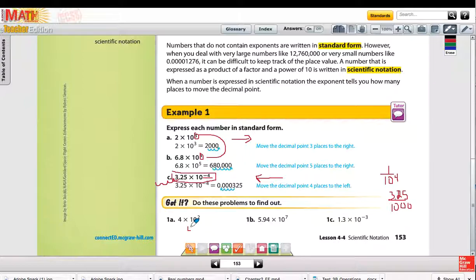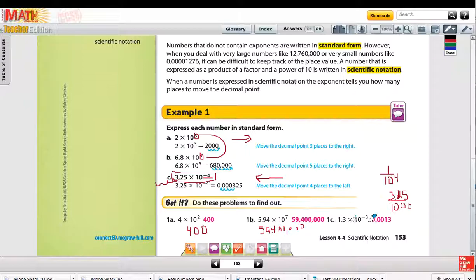For 1a, you should have 400. 4 times 10 to the second power is 400. In 1b, you're going to move the decimal over 7 places, so you should have 594 with another 5 zeros, 1, 2, 3, 4, 5. I can just turn my answers on so you can see this a little bit better. And then you go ahead and put your commas in.